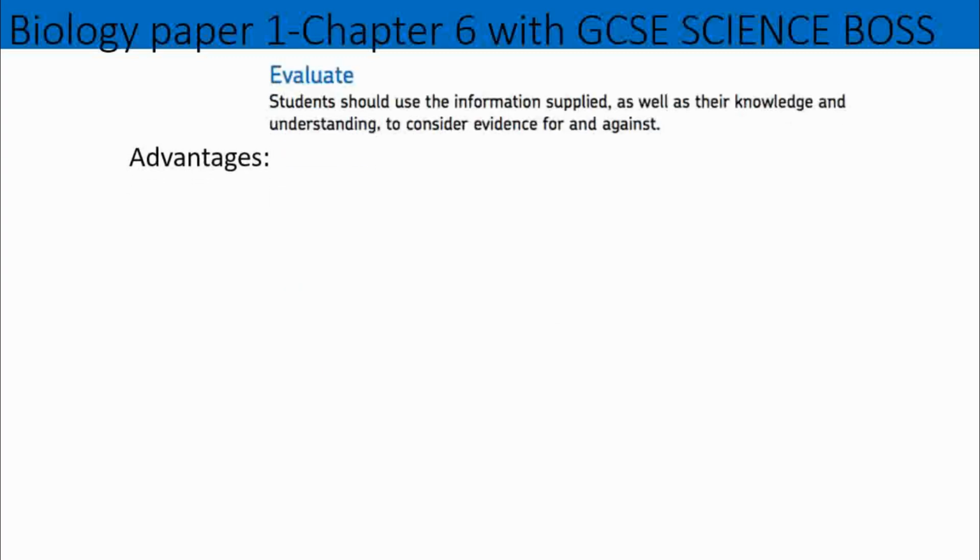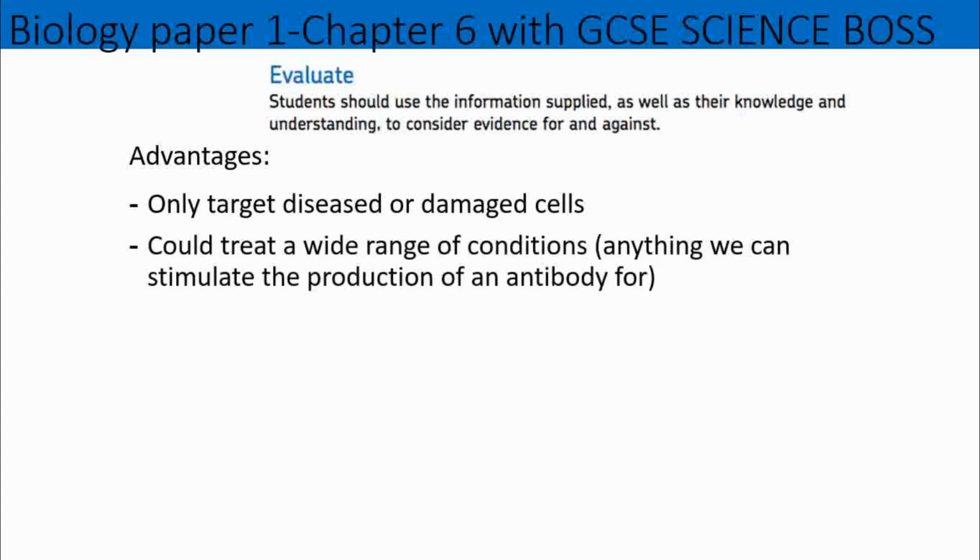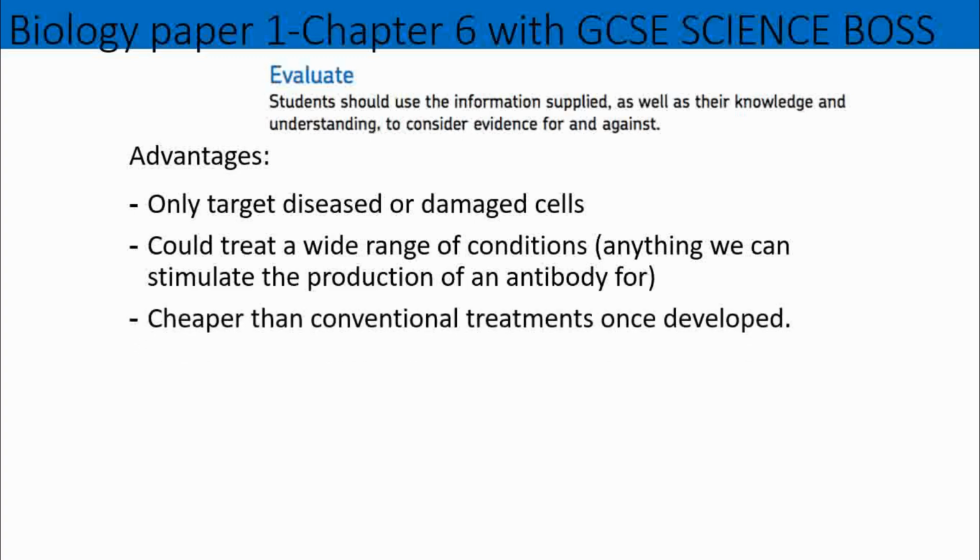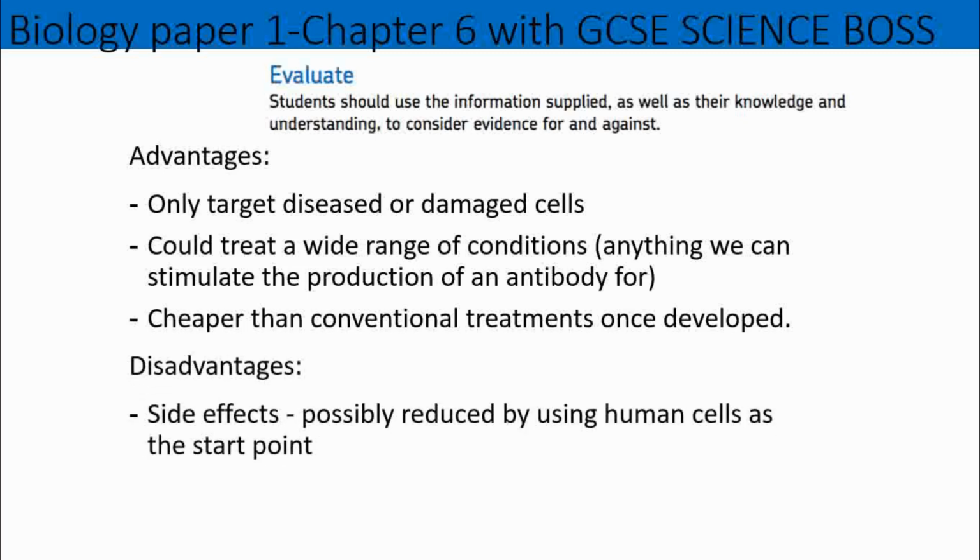Okay, so there are certain advantages that you need to know about using monoclonal antibodies. They can target diseased or damaged cells. They can treat a wide range of conditions. Anything that can stimulate an antibody, you can treat for that condition. It is cheaper than the other methods out there, but the disadvantage is that it is possibly limited by human cells at the starting point. What that simply means is that if you don't have enough of those cells at the beginning, then you won't be able to make enough of those monoclonal antibodies.